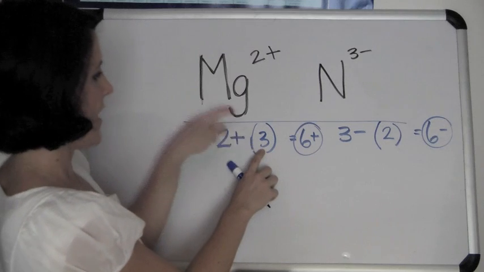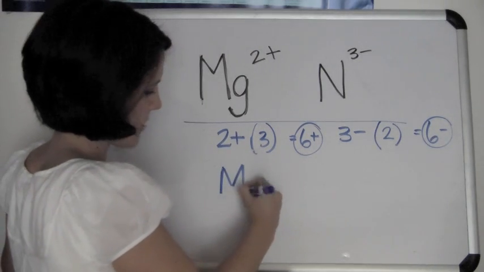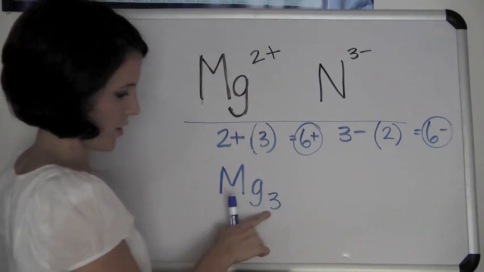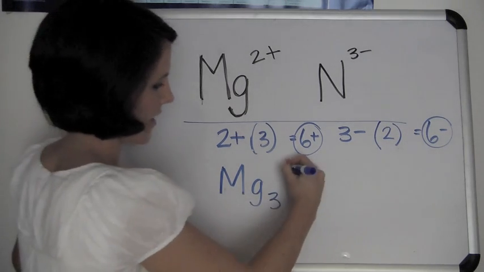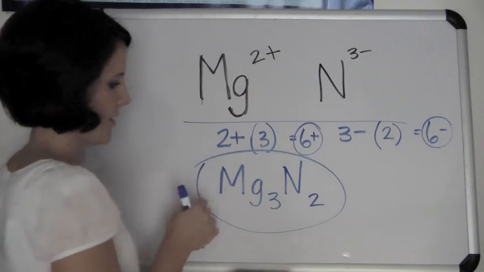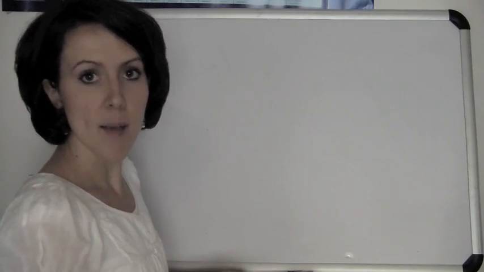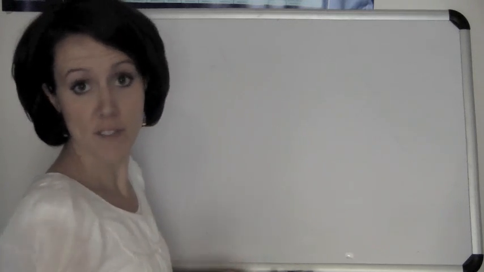So we know that magnesium, there'll be 3 of them. So it will be magnesium 3 of those, and 2 nitrogen. There's my ionic formula, Mg3N2. Ionic compounds that contain polyatomic ions must also have a net charge of 0.